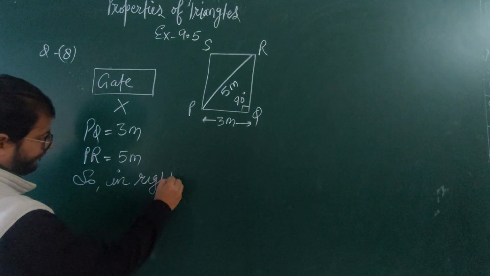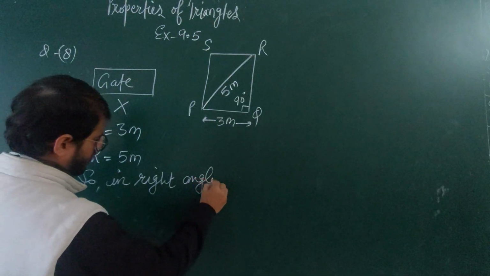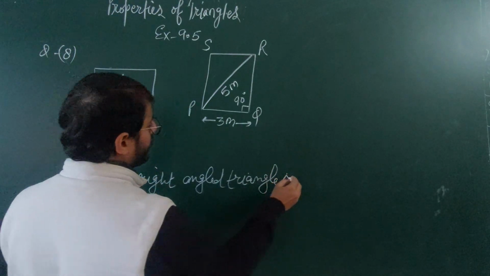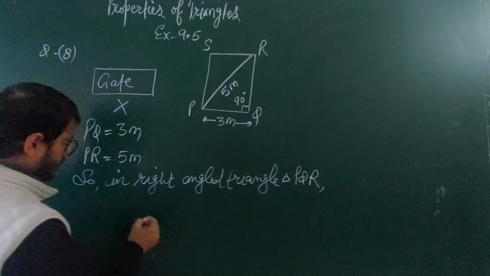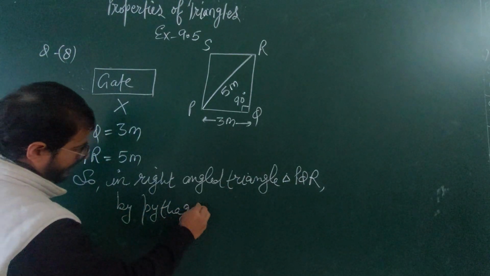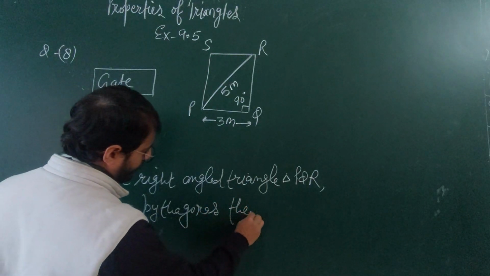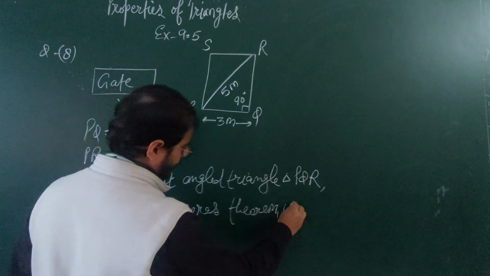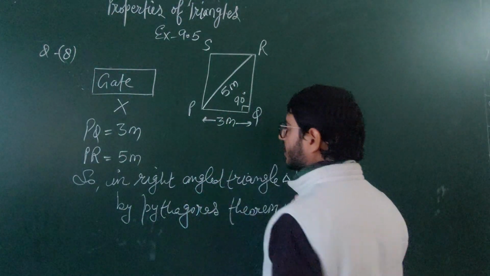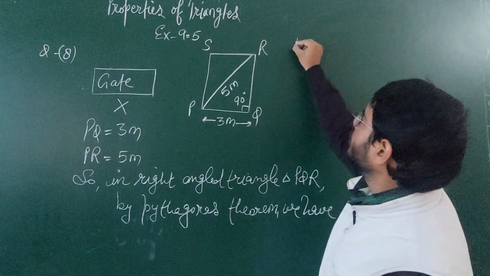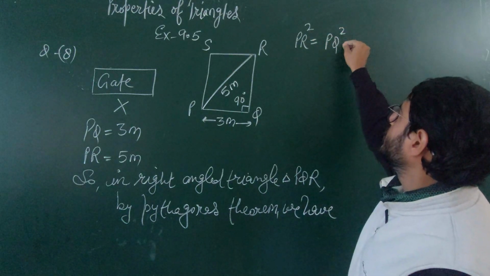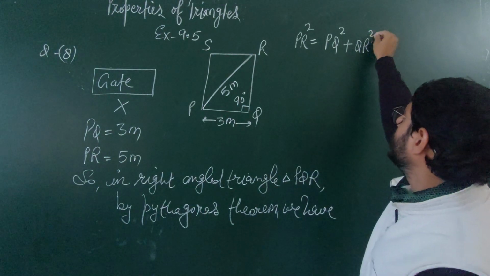So in right angled triangle PQR, by Pythagoras theorem, we apply Pythagoras theorem in right angle triangle PQR. Hypotenuse square is equal to base square plus perpendicular square.